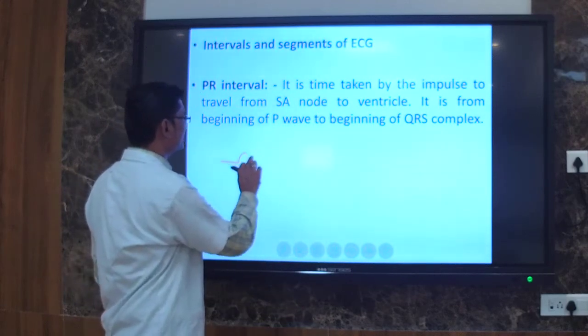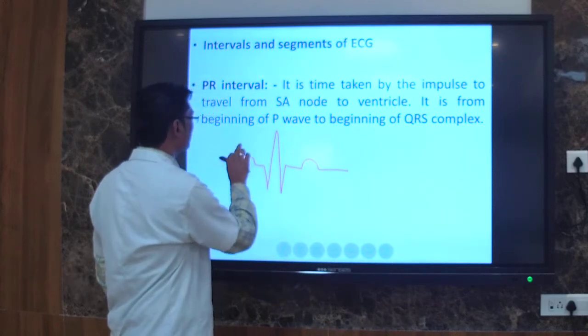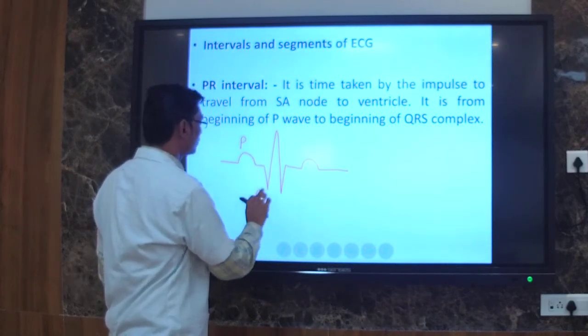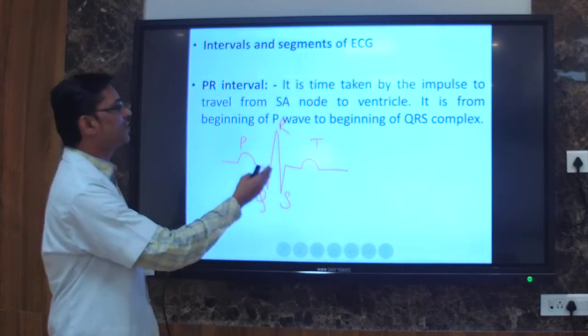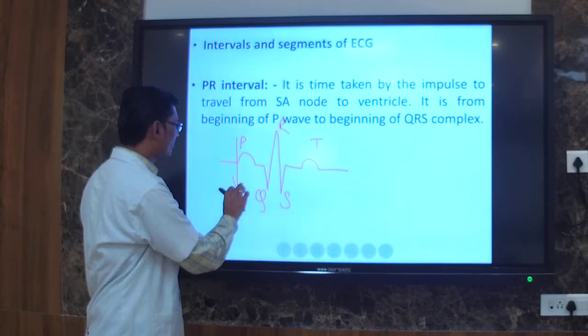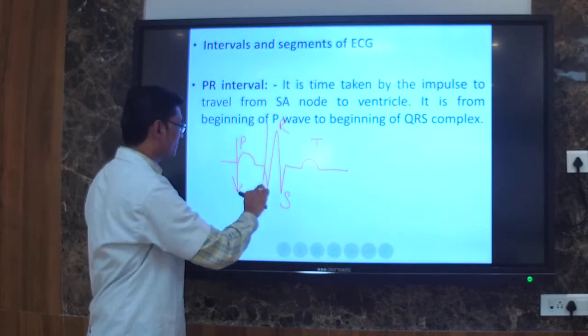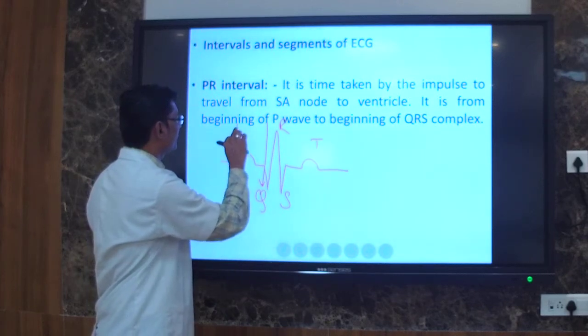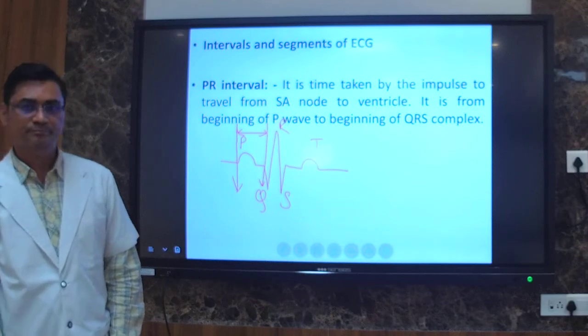So if you consider this as a normal ECG, showing a P wave, this is Q, R and S, this is a T. So what is the PR interval? It is from the beginning of the P wave, so this is the beginning of the P wave, to the beginning of the QRS complex. So this segment is your PR interval.